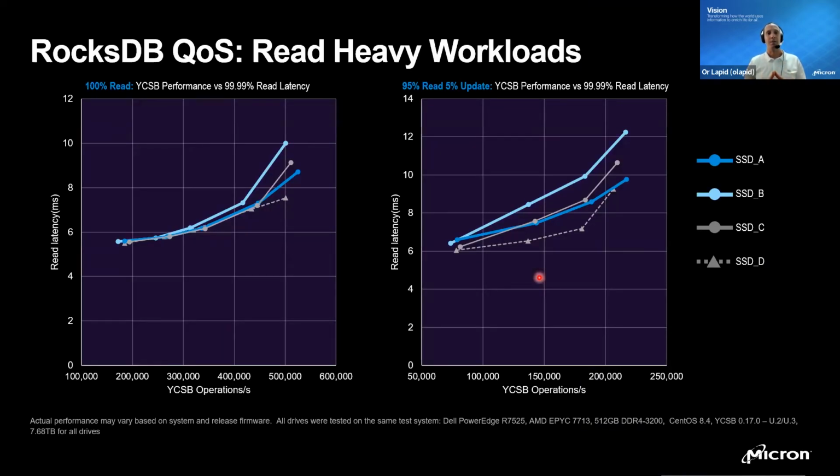So in this example, we see a read-heavy workload on 4 SSDs that were tested. This is a 100% read YCSB performance, 4 nines latency. And this is a 95% read, 5% update, 4 nines latency. And we can see in both cases that the SSDs are acting practically the same. There is a very minor difference of a few milliseconds of latencies between the SSDs under this test.